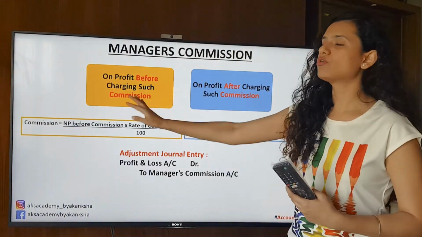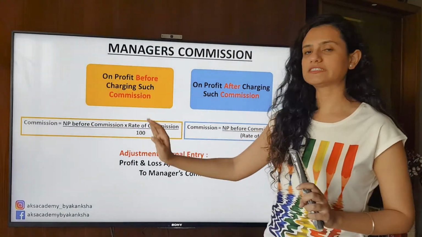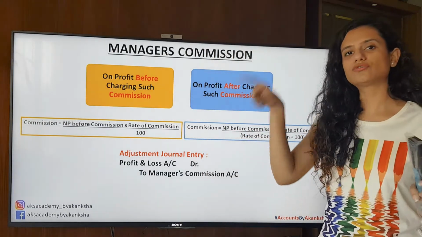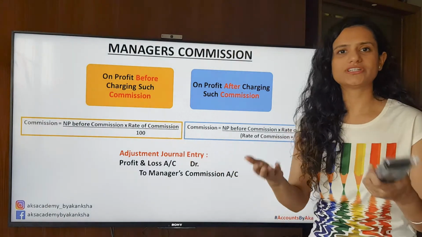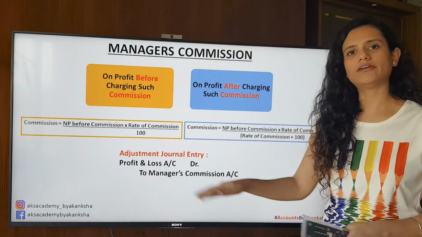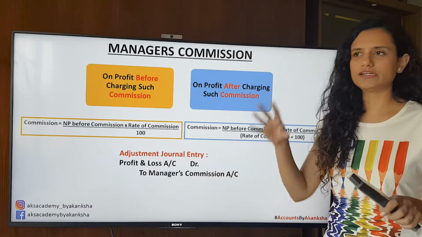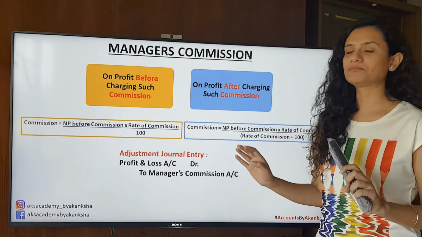If it is before charging commission, it is the easier method. What you have to do is simply commission is equal to net profit before commission, which you get through your profit and loss account, multiplied by the rate of commission. If it is 10%, take 10 upon 100, find and you will get it. Easy, nothing difficult. Apply the rate to your net profit before commission.